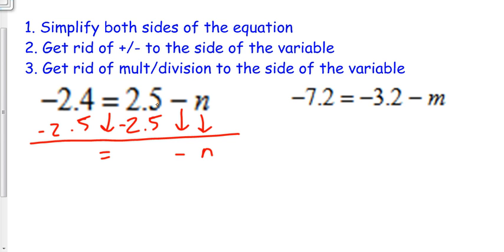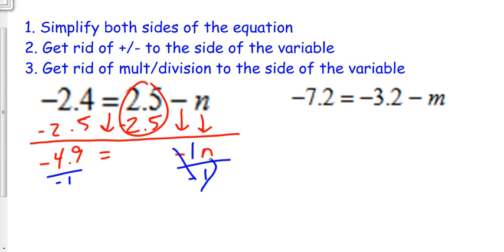All right, this is a positive 2.5 and a negative 2.5, so that's 0. These are both negative, so it's like I owe $2.40 and I owe $2.50, so I owe $4.90 or negative 4.9. Now at this point, I need to get rid of this negative in front of the variable. So my coefficient right now, it's like I have negative 1n. I need to divide by the coefficient of negative 1 on both sides. And when I do that, I get rid of my negative here.